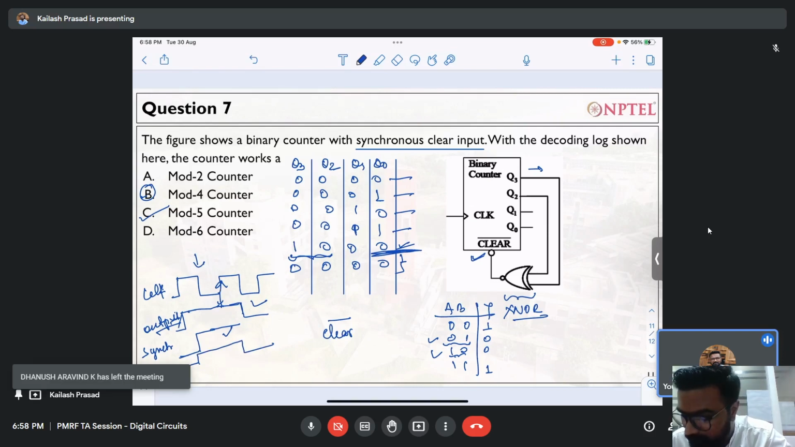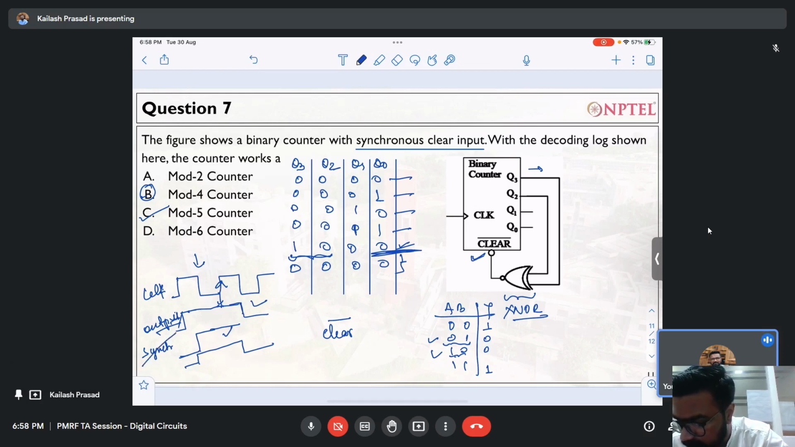Now how an asynchronous clear will work: suppose instead of this synchronous clear, this is asynchronous. As soon as you get your clear signal, if your output was like this, it will go down. It won't wait for the clock. So that is what we call asynchronous clear output. Is that clear? Yes, sir. Thank you.